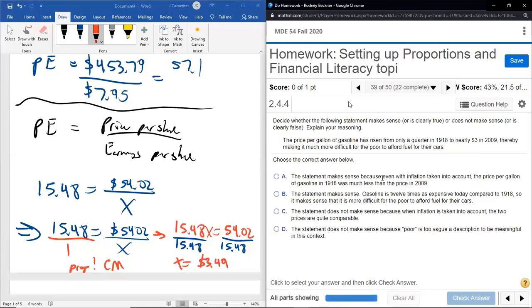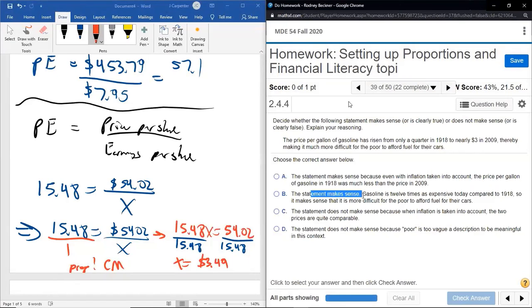So let's see what our options are. The statement makes sense because even with inflation taken into account, the price per gallon of gasoline in 1918 was much less than the price in 2009. We have not done any CPI calculations yet, so that one might be tough to confirm whether that's true or not, but let's assume it's false for now, or that A is not the answer. And let's read the rest.